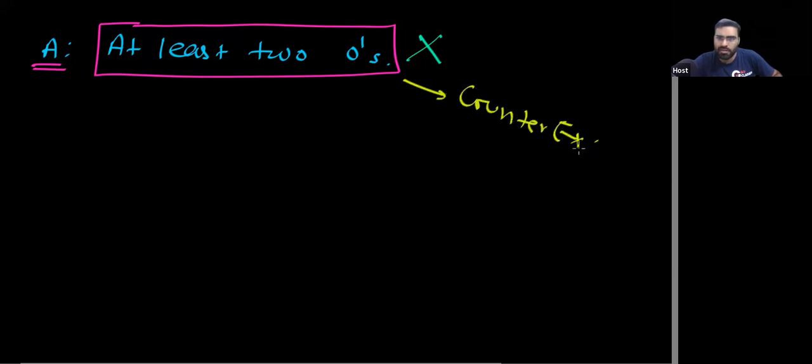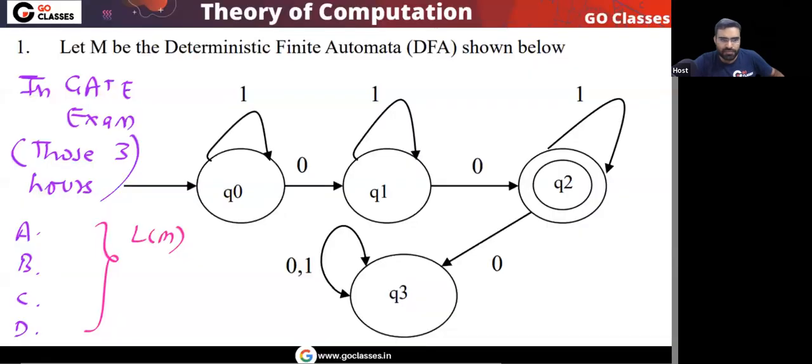What can you do in the GATE exam in those 3 hours? If the DFA is complicated, again I am telling you, you can eliminate the options, you can verify the options, and you can remove the options. But remember, this DFA is standard. This is a very simple DFA, and you can directly find out the language. But if the question is complicated, then you can eliminate the options.